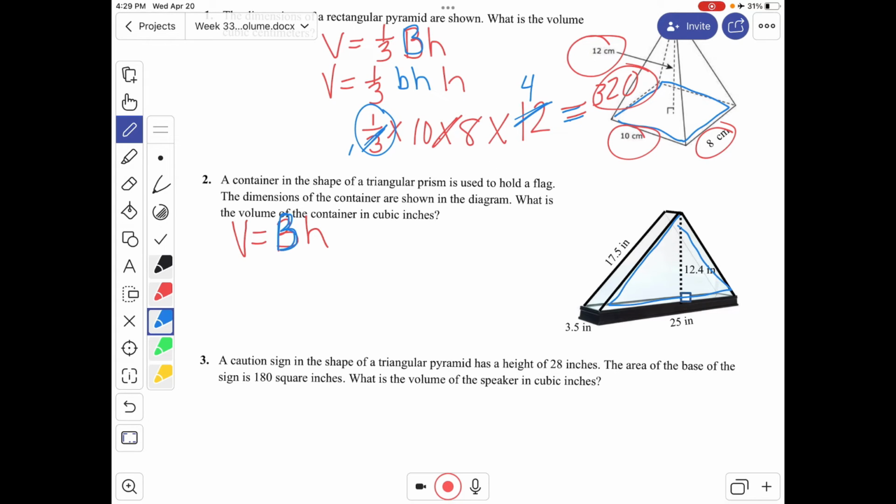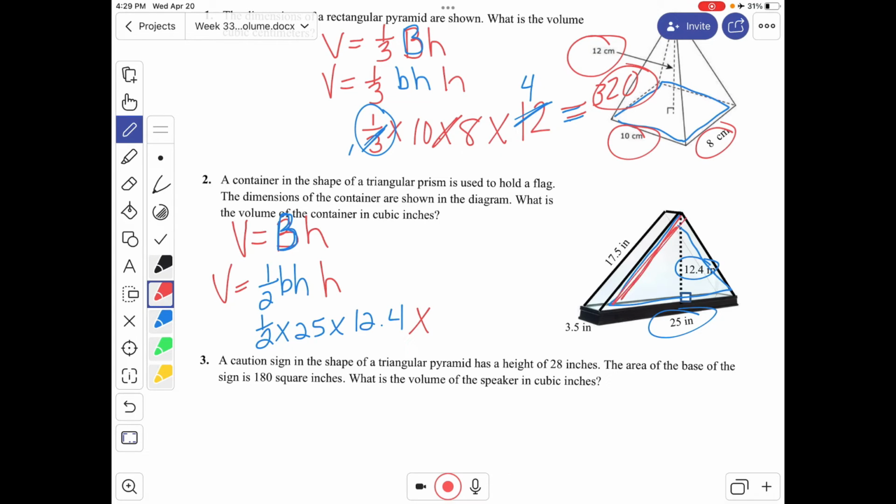Therefore, where the capital letter B is, I need to plug in the formula for a triangle. And then I'm still going to multiply times the height of the prism. So there's my map. 1/2, and then I want the base of the triangle, which is 25, times the height of the triangle, times the height of the prism. So that's from one base to the other base. That's this distance right here, the 3.5.